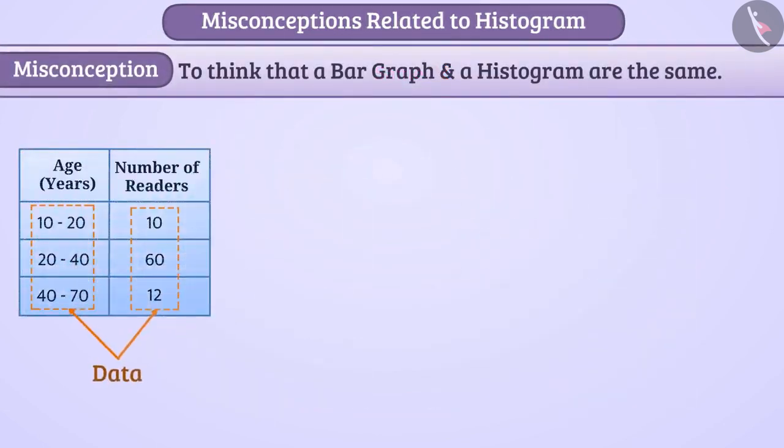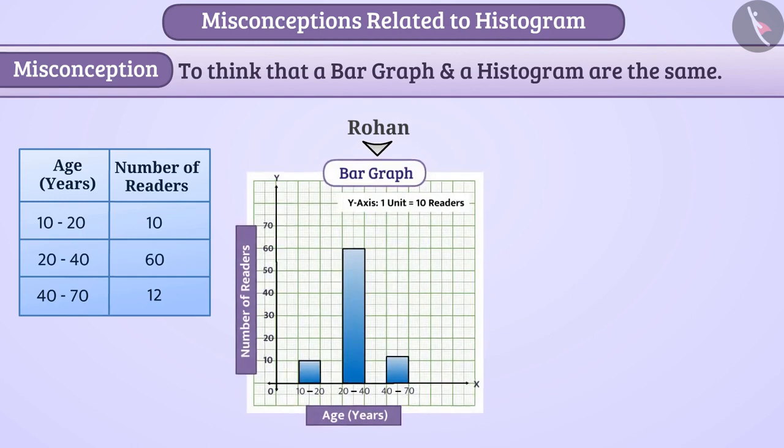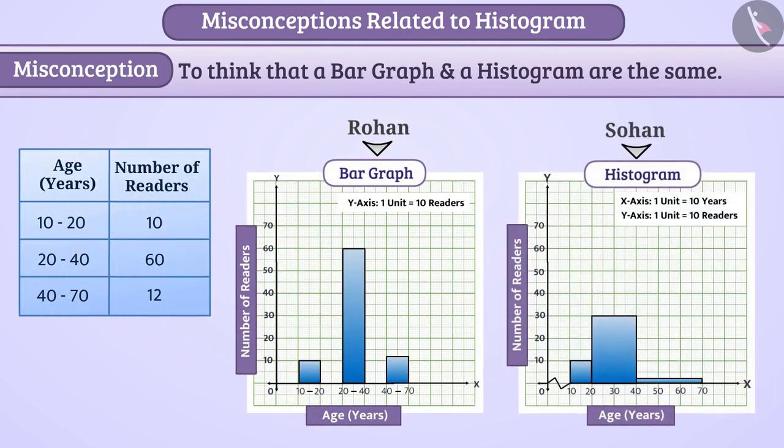The data shown here in this table show the number of readers of different age groups visiting the library of Rahul's village in March. Rohan represented this information as a bar graph and Sohan represented this information as a histogram. Can you find the difference between two by looking at them? Think.